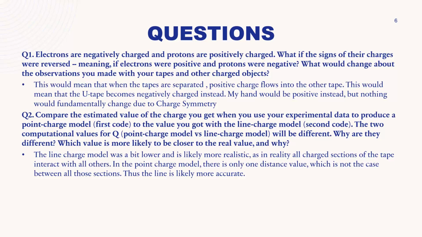Also, the two models, the point charge model and the line charge model, had two different values for Q. The reasoning for this is likely because in the point charge model, we assume there's only one distance value, the minimum distance value, whereas in the actual real-life line of tape, there'd be multiple different distances between all the different charge sections of the tape that are interacting with each other. So because of this larger distance, there would be a smaller value for the electrical force in this case. The line charge model is likely more realistic, as the point charge model makes a lot more simplification.